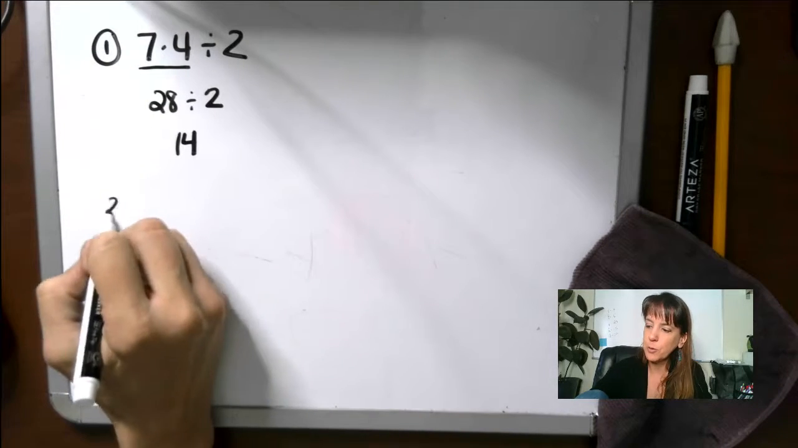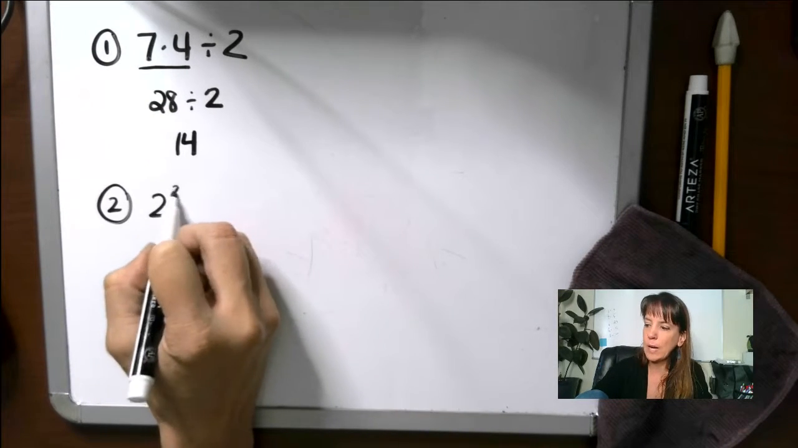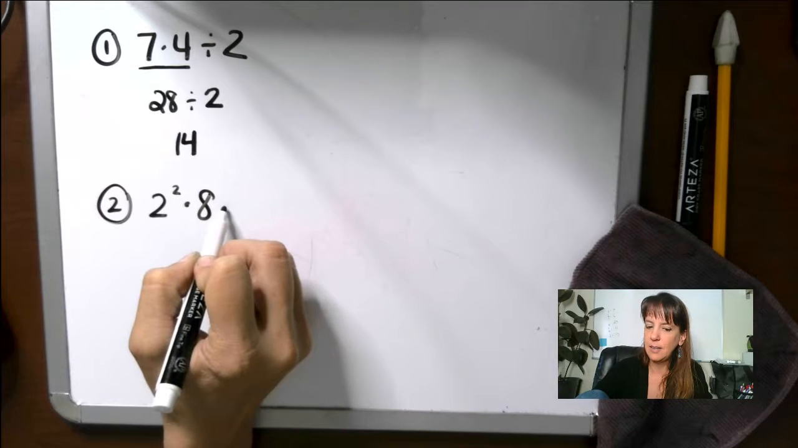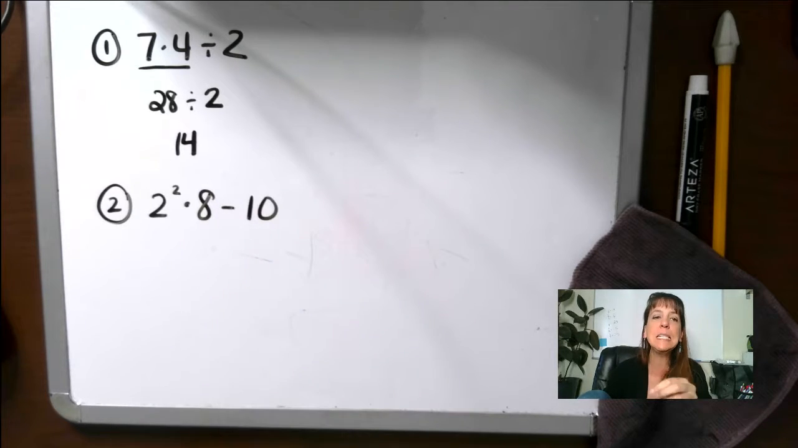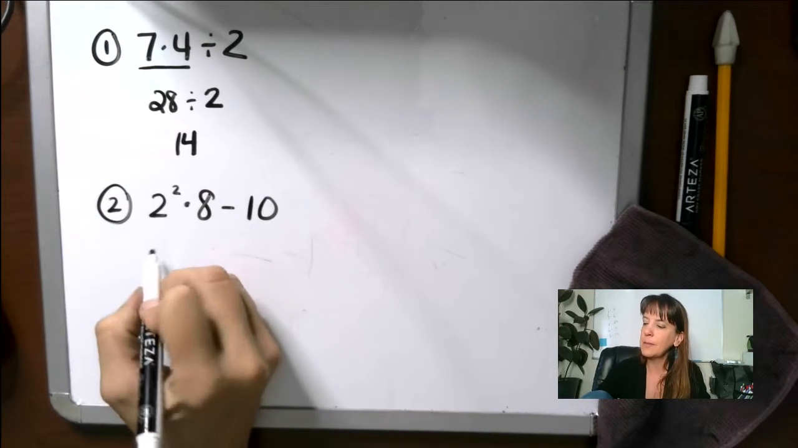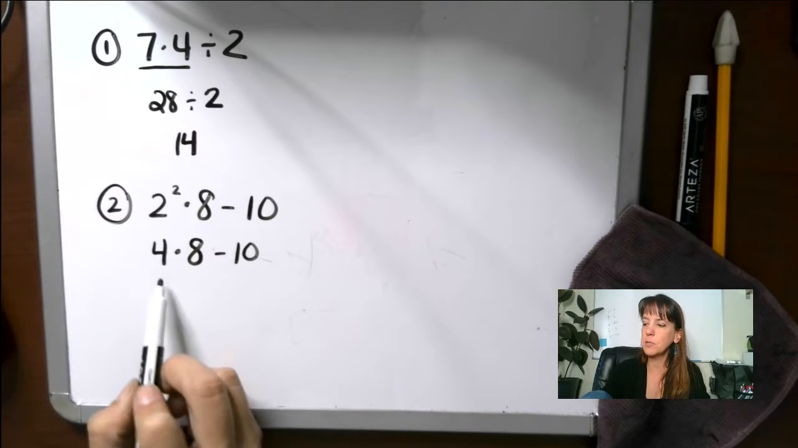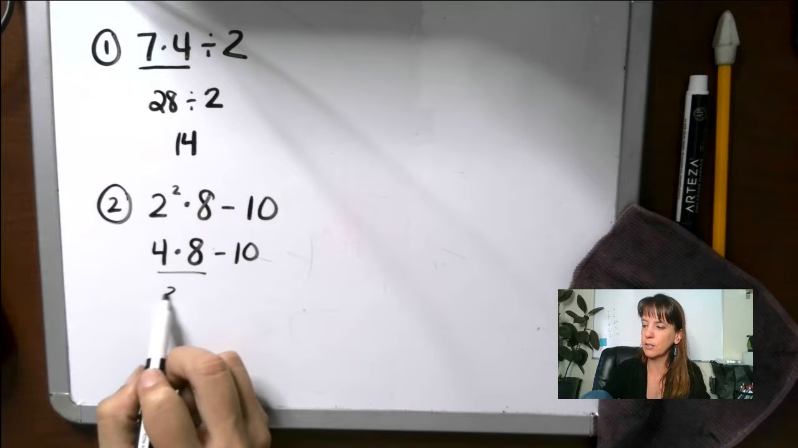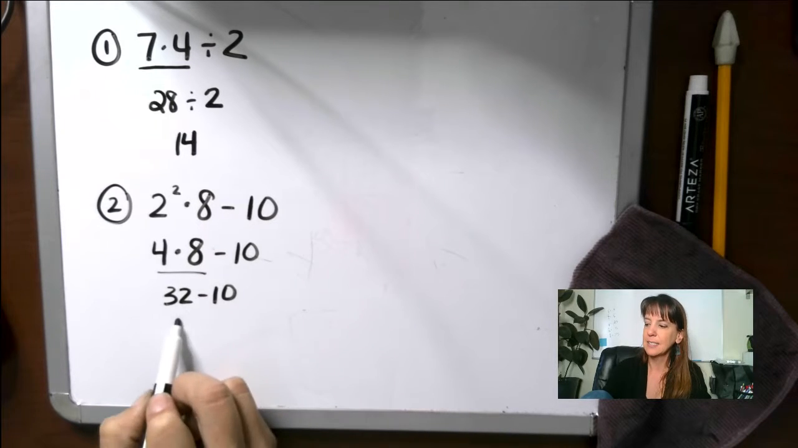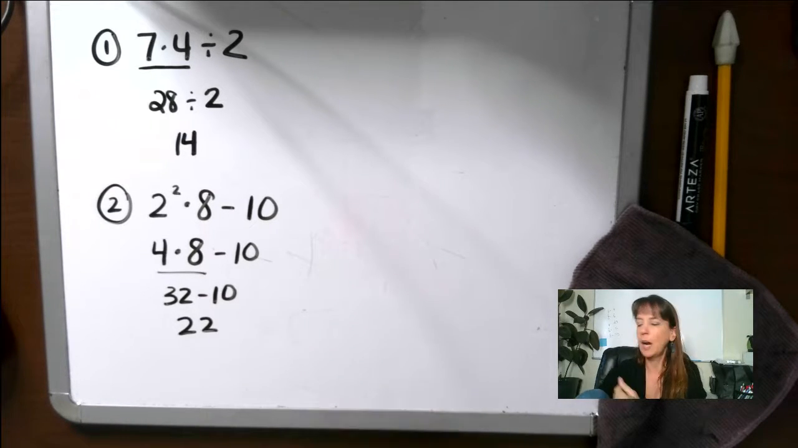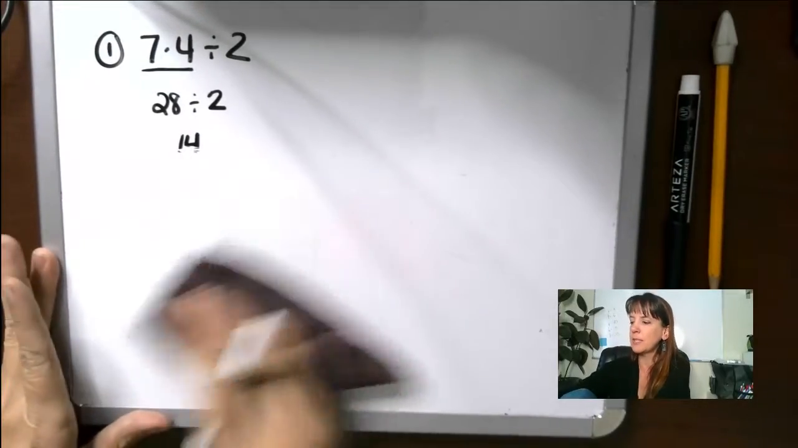So for 2, 2 squared times 8 minus 10. Again, please excuse my dear Aunt Sally, you wanna do your exponents first. So this guy is gonna be 4 times 8 minus 10. We wanna do our multiplication next. We got this guy right here, that's 32 minus 10. That's gonna be 22. All right, so that should help you for the rest of those.